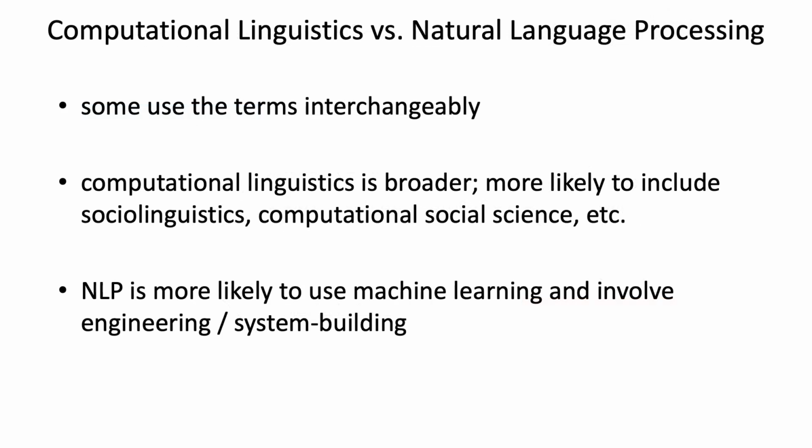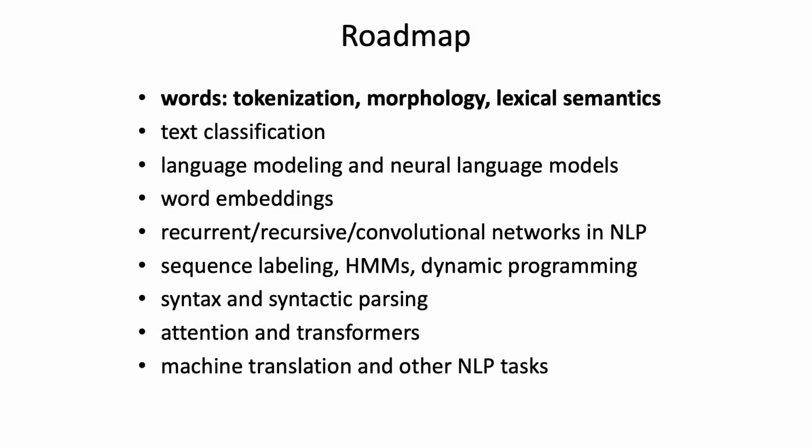A question often arises, what's the difference between computational linguistics and natural language processing? While some people use these terms interchangeably, computational linguistics is more likely to include things like sociolinguistics and computational social science. NLP tends to be more focused on machine learning and system building to solve a particular task. Next, we'll be discussing words, tokenizing text into words, handling word structure, representing word meaning, and dealing with multiple word senses.